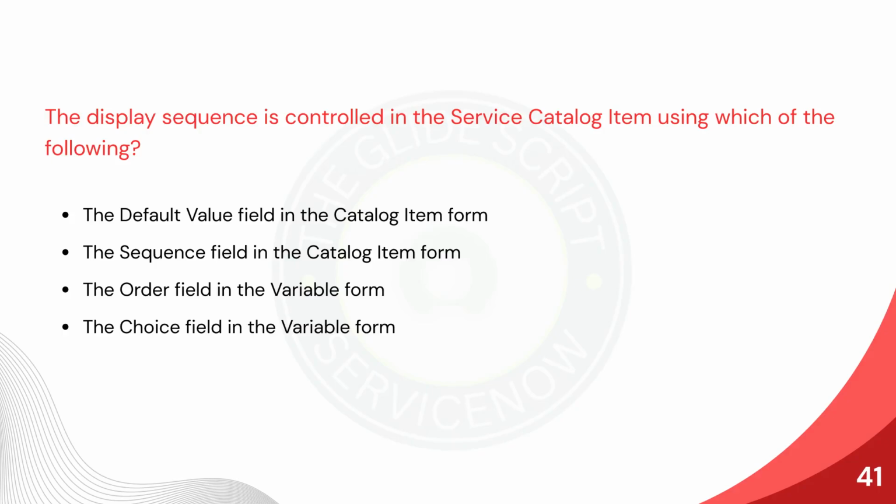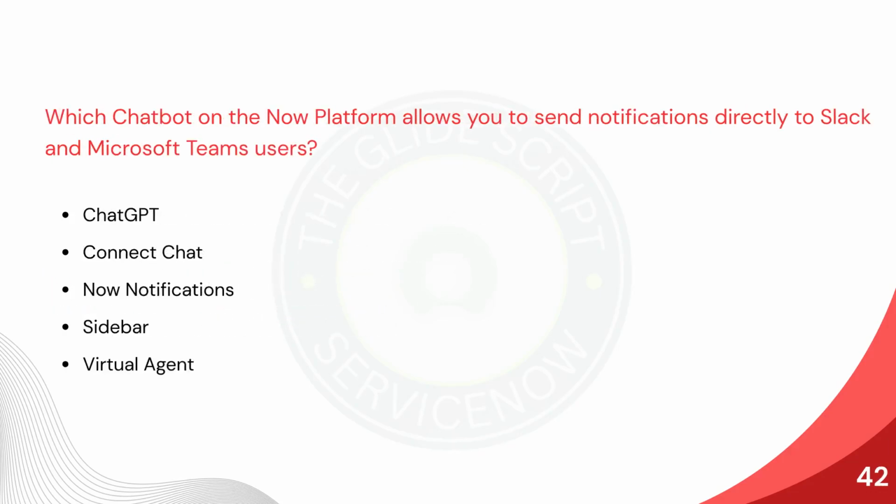Next, the display sequence is controlled in the service catalog item using which of the following? Order field in the variable form. Next question is, which chatbot on the Now platform allows you to send notifications directly to Slack and Microsoft Teams users? And the answer is Virtual Agent. You can send notifications directly to users in Slack and Microsoft Teams via Virtual Agent on the Now platform.